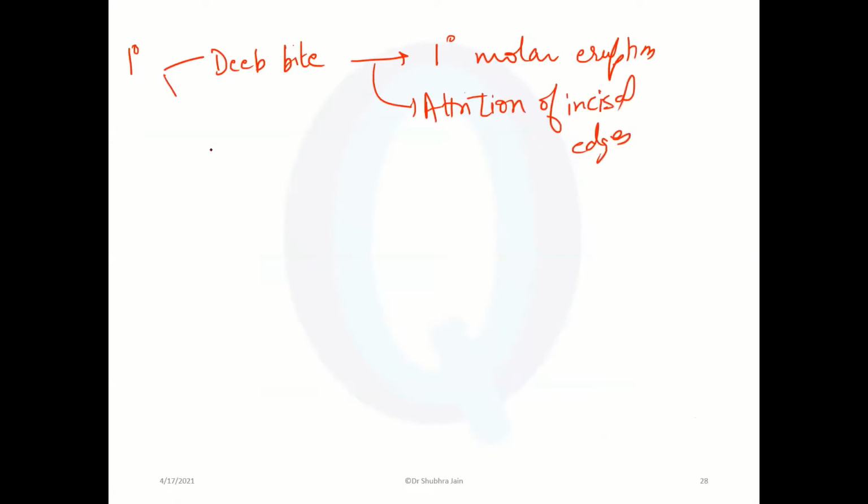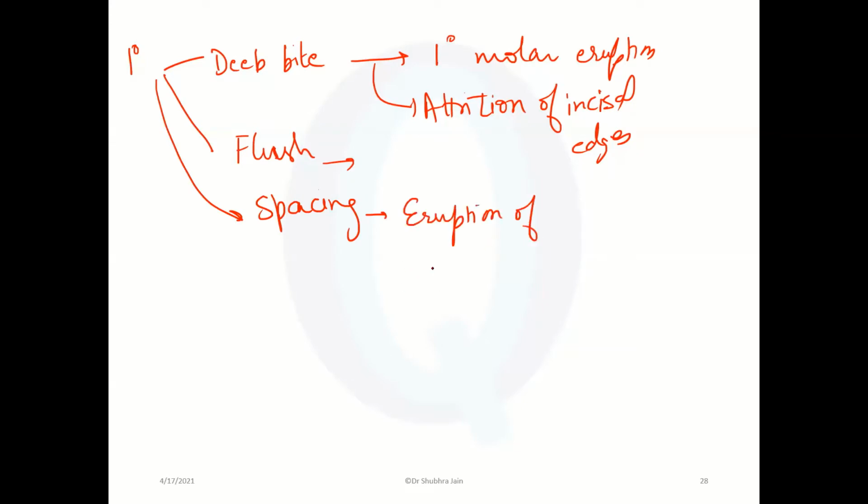The second is flush terminal plane. Now, flush terminal plane, the terminal plane can be anything, and it gets corrected by early mesial shift. The third is spacing. What happens to spacing? Spacing is being utilized by compensating incisal liability or shift or mesial shift. So it is going to get corrected by eruption of permanent teeth.